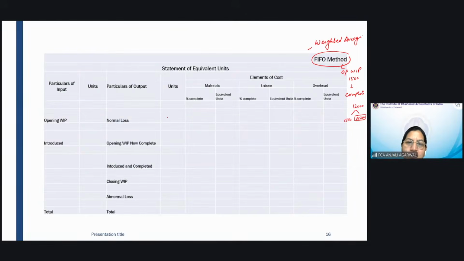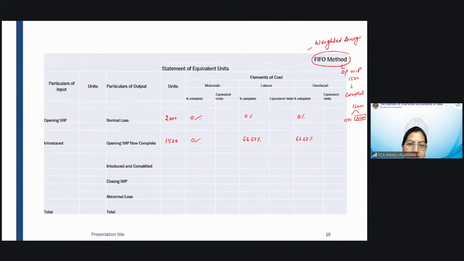Another important thing is normal loss is always taken as 0% complete, because the cost of normal loss is to be borne by the good units. Opening WIP, which you are now completing, is 1,500 units. As it was already 100% complete as far as material is concerned, you will not apply material, but labor and overheads were 66.67% required to be completed. It was only 33.33% complete.